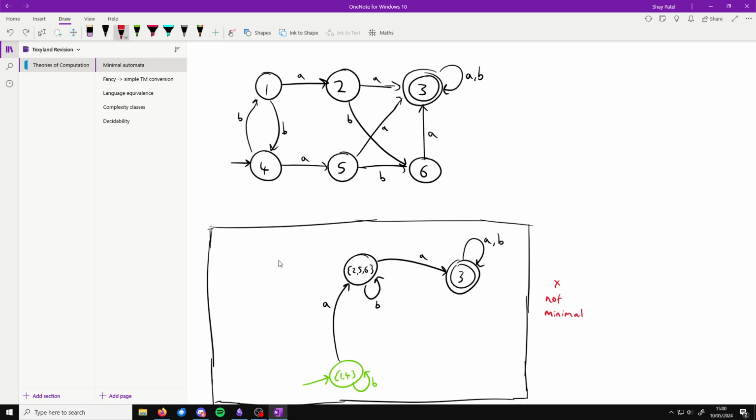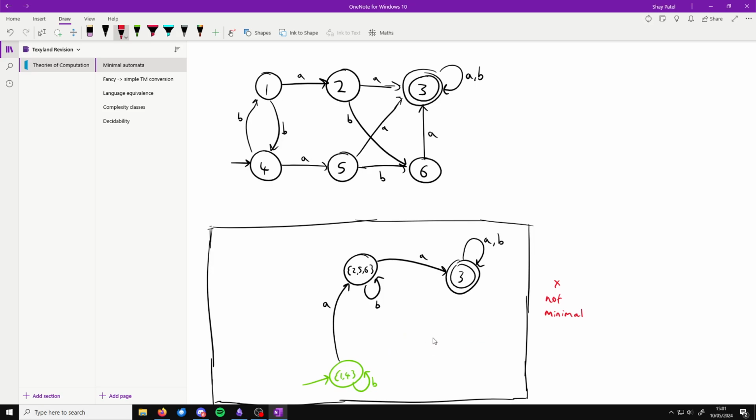We've got a question from Danny. Are 1, 4, and 2, 5, 6 equivalent? So 1, 4 rejects A, whereas 2, 5, 6 accepts A. So these two aren't in fact state equivalent. Yeah. Cool. Okay, that's everything I wanted to cover on state equivalence.